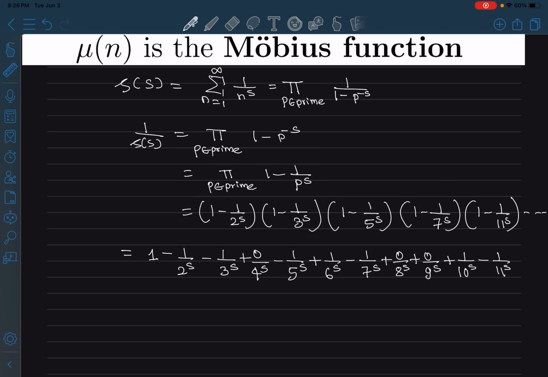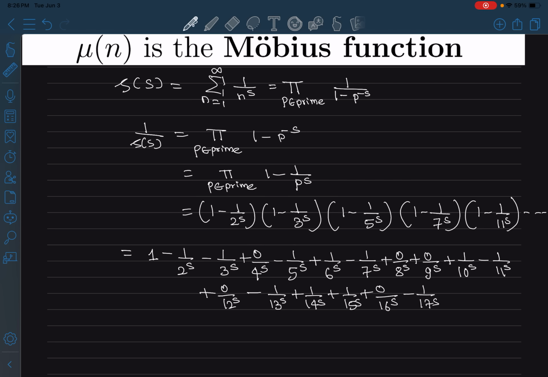We cannot really get 4 because there's this 1, 2. So 0 by 12 to the power s. For 13, minus 1 by 13 to the power s. For 14, again, there's 2 and 7. So plus 1 by 14 to the power s. For 15, it's plus 1 by 15 to the power s. And then 0 by 16 to the power s. And then minus 1 by 17 to the power s.